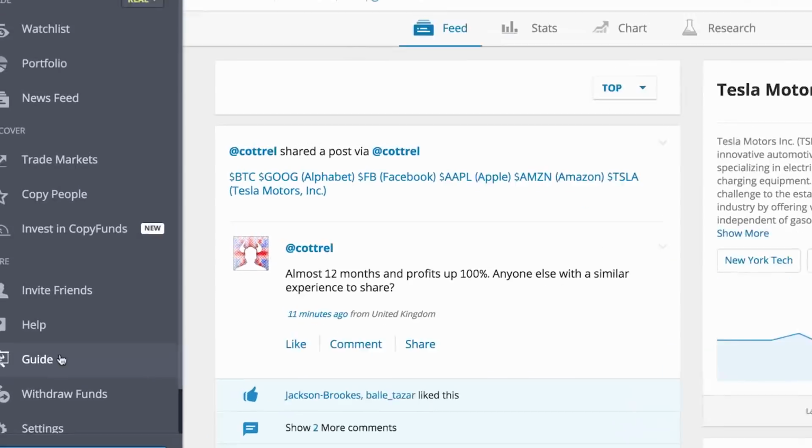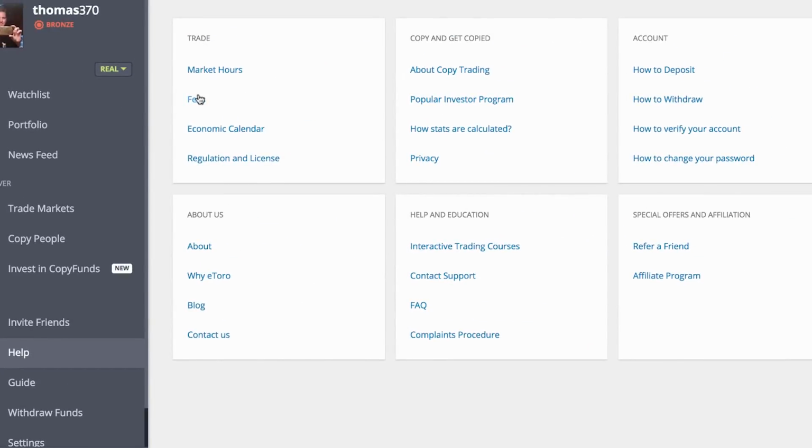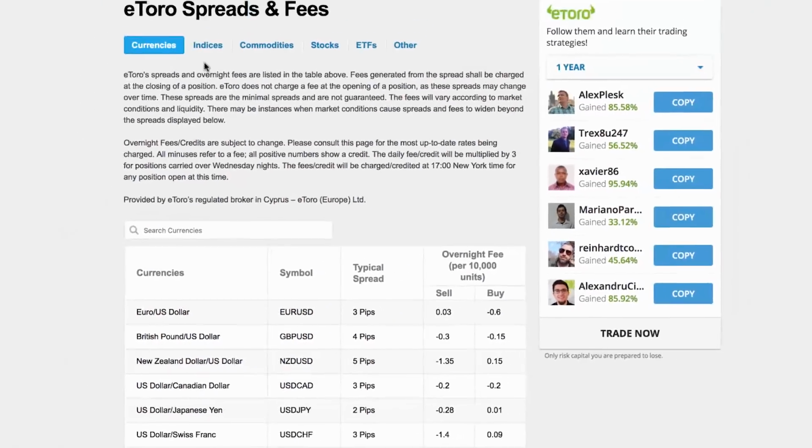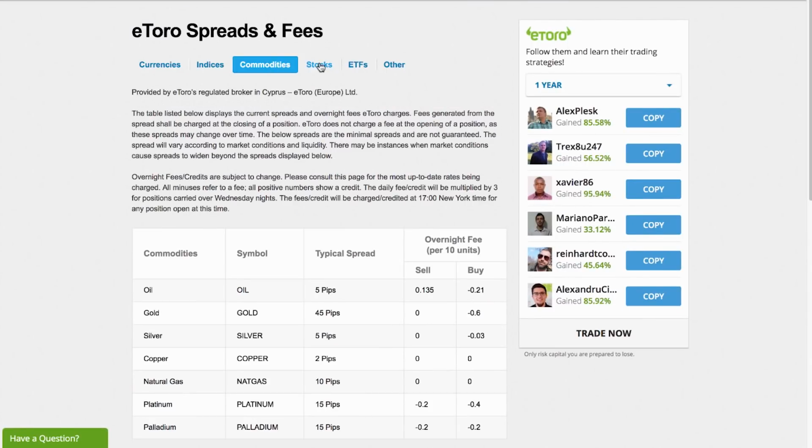Same with overnight fees. To find out about the spread fees, if you want to, again, on the fees page, always go back to that page. This shows you all the different spread fees. They're different depending on if you're trading currencies, indices, commodities, stocks, ETFs. The spread fees are different on each one. Check it out on this page. You'll find out all about your spread fees.